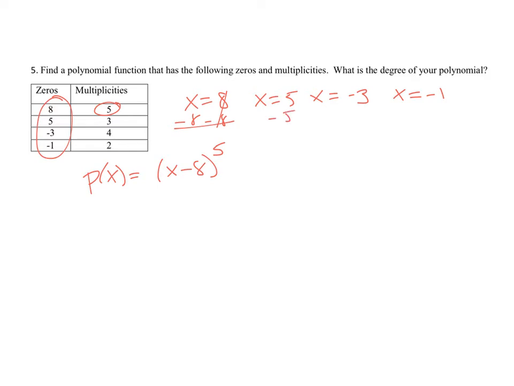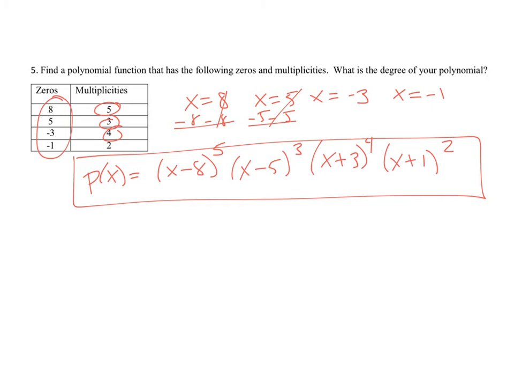And you do the same thing for all of these. So it would be x minus 5, and that's going to be to the third. And then this one will be x plus 3, and that'll be to the fourth because of the multiplicities. And this is x plus 1, and this will be squared. So that's my polynomial. The next question says, what is the degree of your polynomial? To find that degree, you just sum up the multiplicities, and when you add 5 plus 3 plus 4 plus 2, you get a degree of 14.